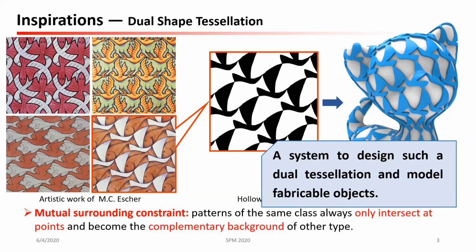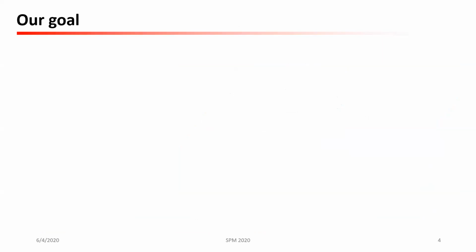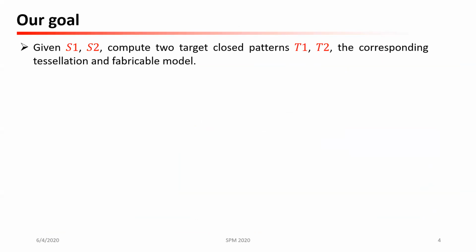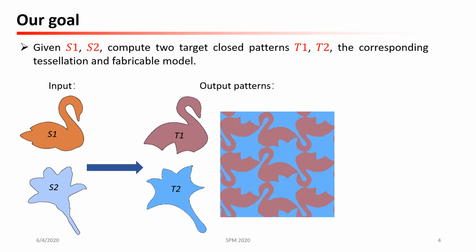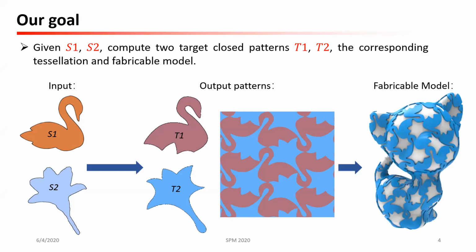In order to conveniently and efficiently generate more interesting tessellation results, we aim to offer a system to design such a dual tessellation and model fabricable objects. Our goal is that, given closed patterns S1 and S2, compute two target closed patterns T1 and T2, the corresponding tessellation and fabricable model. We require that, first, T1 and T2 are as similar as possible to S1 and S2. Second, T1 and T2 form a dihedral tessellation under the mutual surrounding constraint.